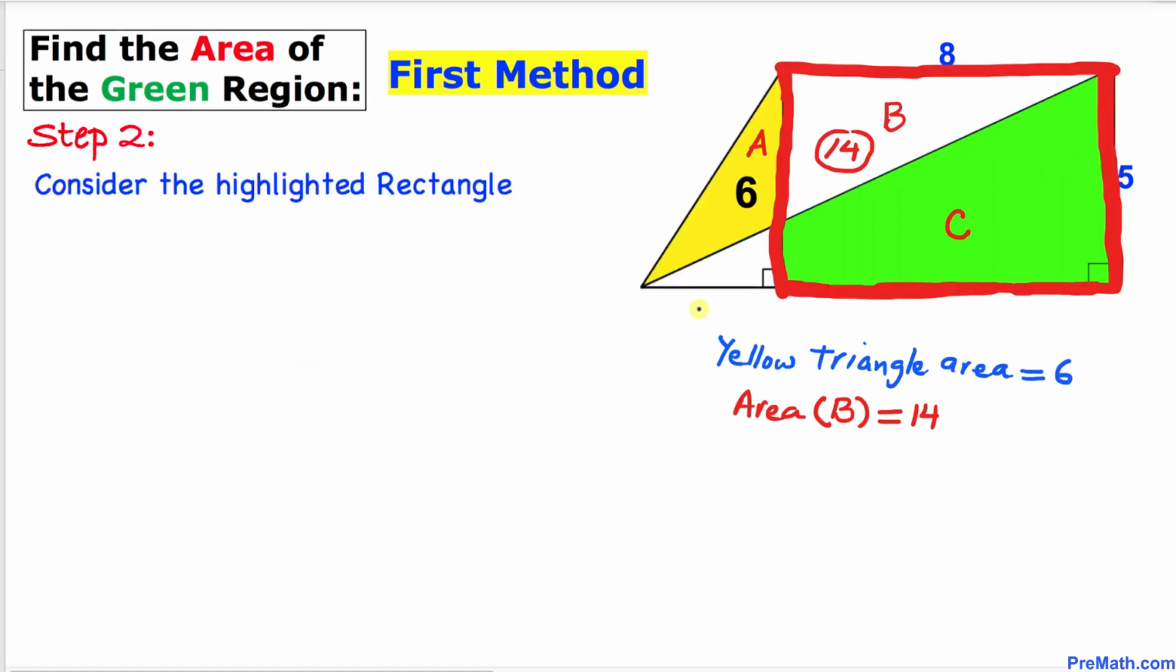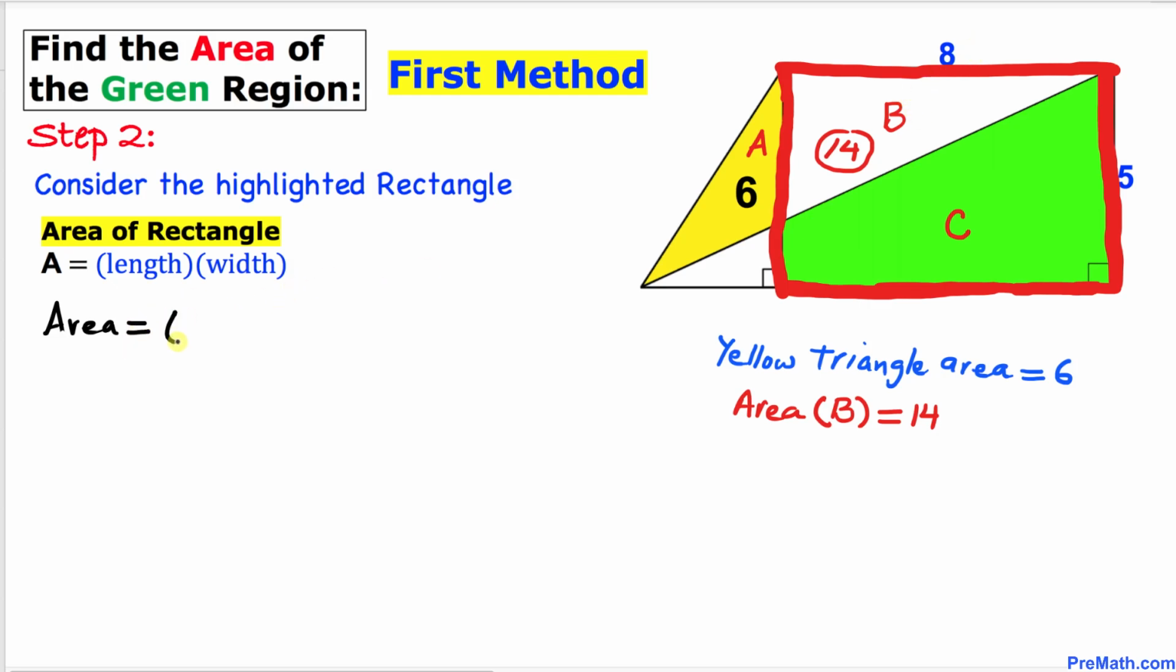And now in this next step, let's focus on this highlighted rectangle, and we are going to find the area of this rectangle. And here's the area of a rectangle formula. Area equals length times width. So the area of this rectangle is going to be, in our case, length is 8, so 8 times width is 5. So area simply turns out to be 40 square units.